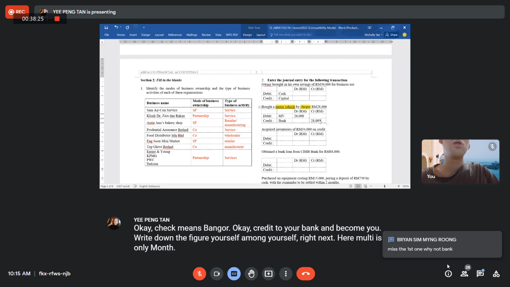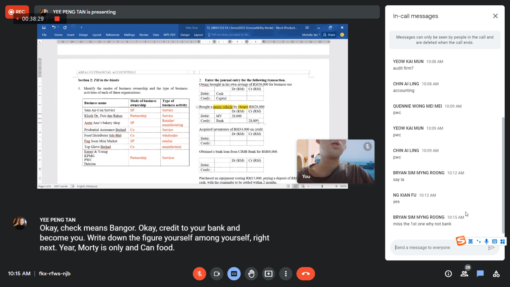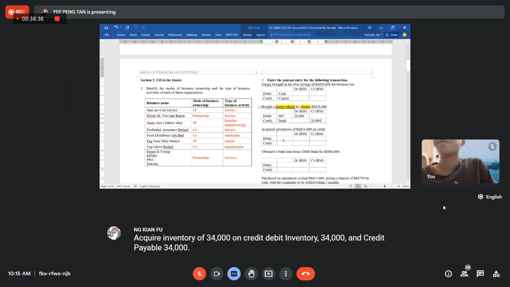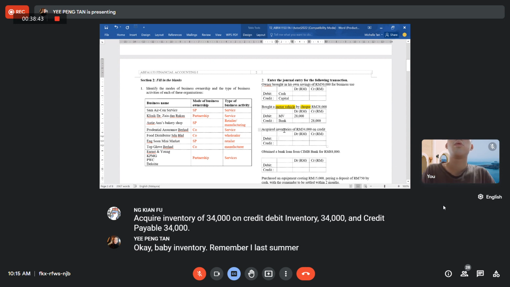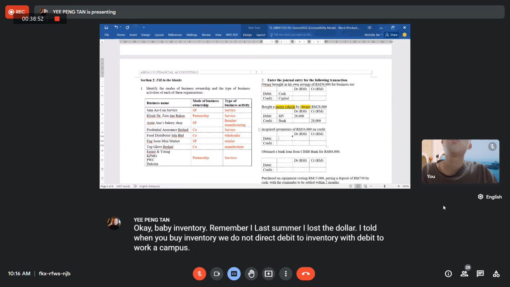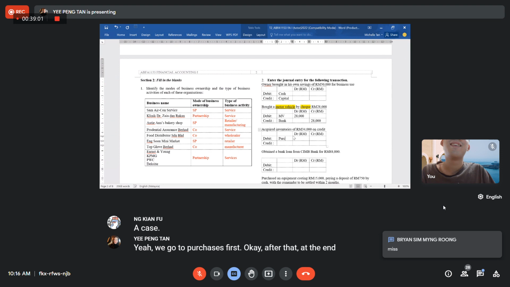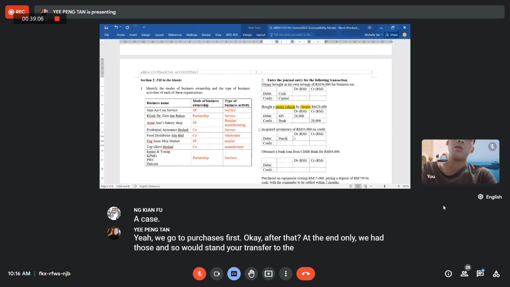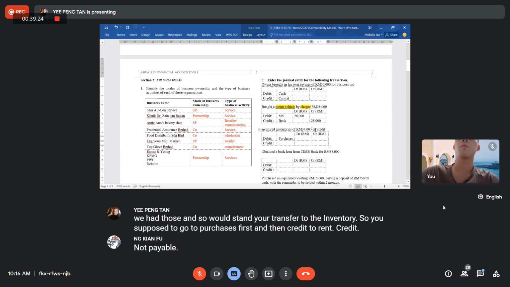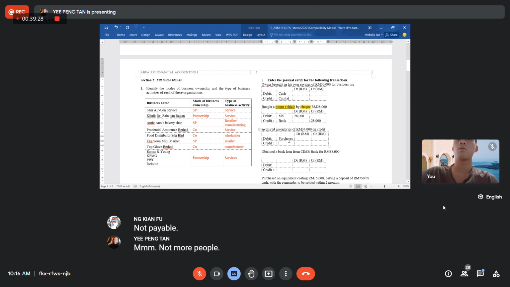Martin is on leave. Kian Fu: acquire inventory of 34,000 on credit. Debit inventory 34,000 and credit payable 34,000. Remember last tutorial I told you, when you buy inventory, we do not directly debit inventory. We debit purchases first. At the end, only the unsold goods we transfer to inventory. So you debit purchases first, and then credit to where? Not payable? Trade or others?